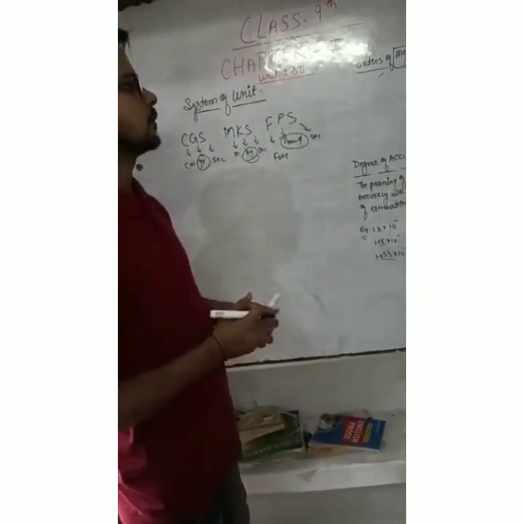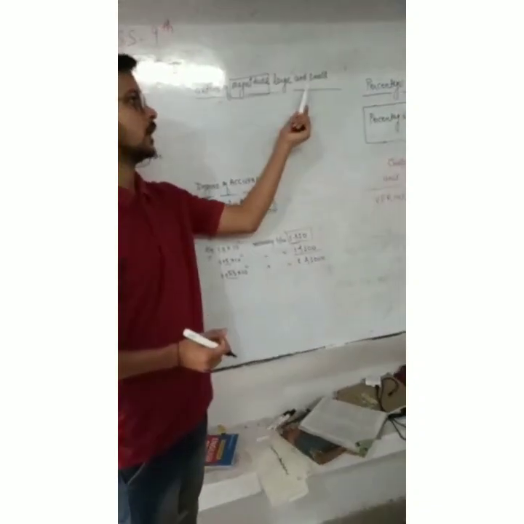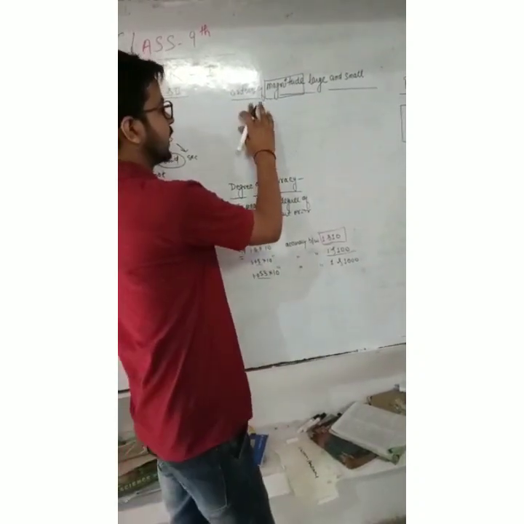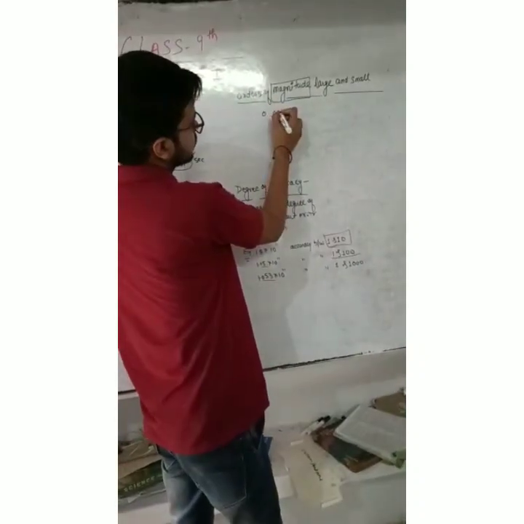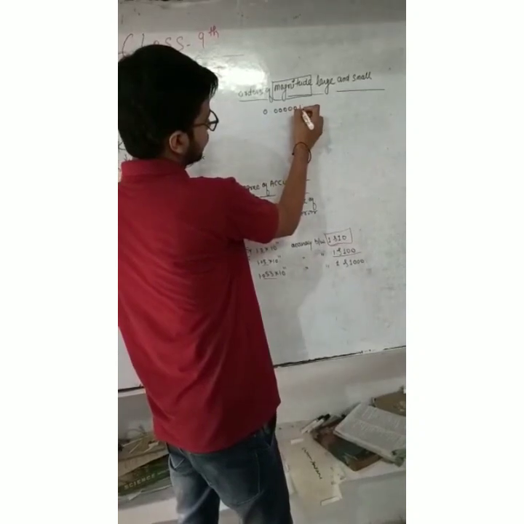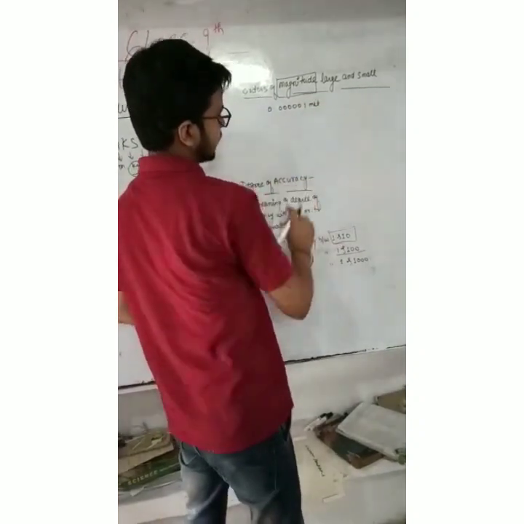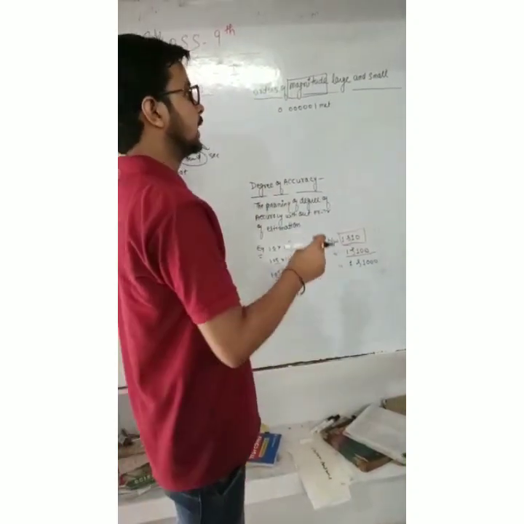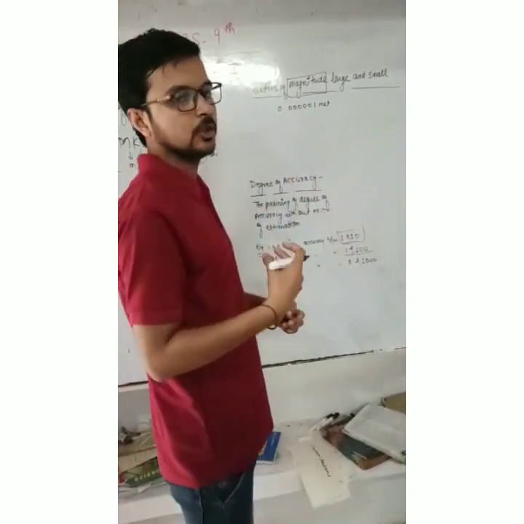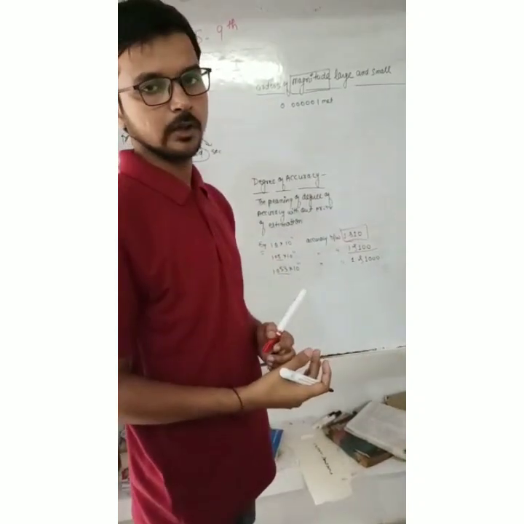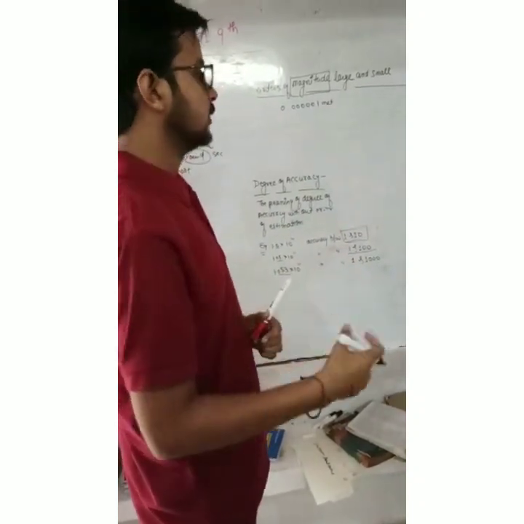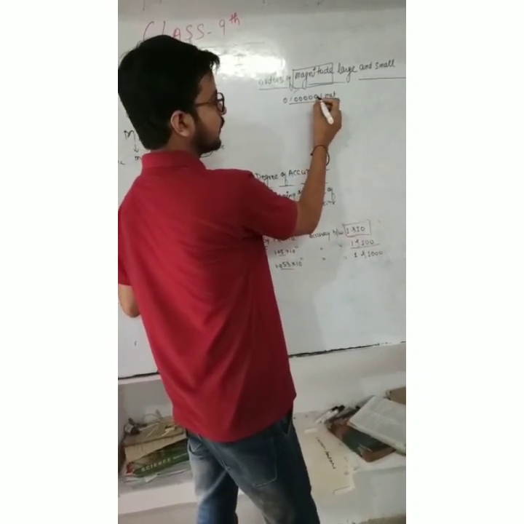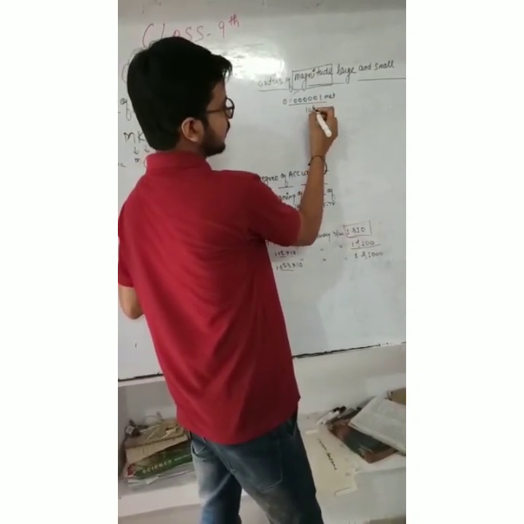Students, our next topic is order of magnitude, large and small. Suppose we take 0.0000001 meter. Then what do we write? We don't say 0.0000001 meter. In physics we write it as a power of 10. This order of magnitude we write as a power of 10. Suppose we remove the decimal: 1, 2, 3, 4, 5, 6. That means 10 to the power 6.